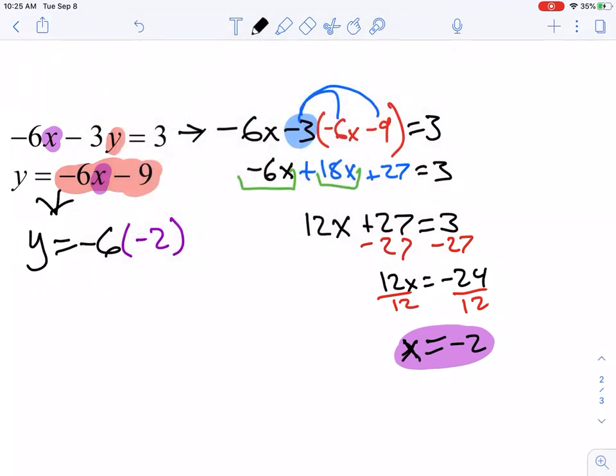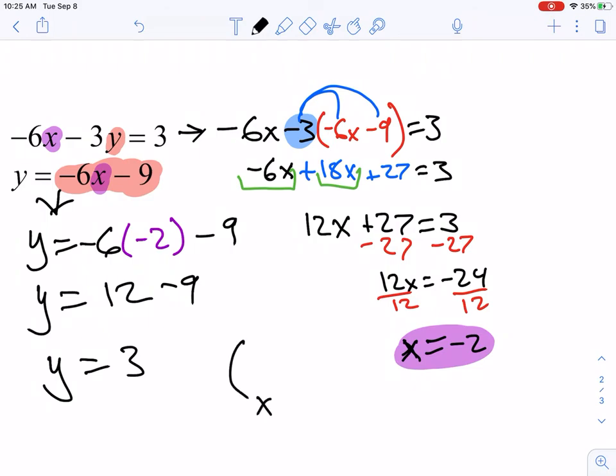So the second half of substitution is pretty easy. Then it's not quite as big of an equation. Y equals negative 6 times negative 2 is positive 12 minus 9. And then when we do 12 minus 9, we get 3. And then we write this as our x value, which was negative 2, comma, our y value, which is positive 3.